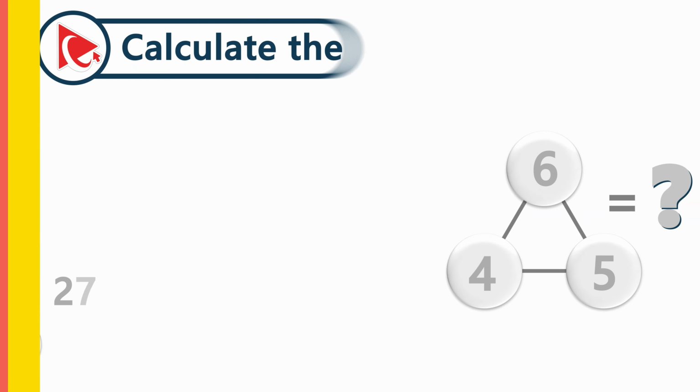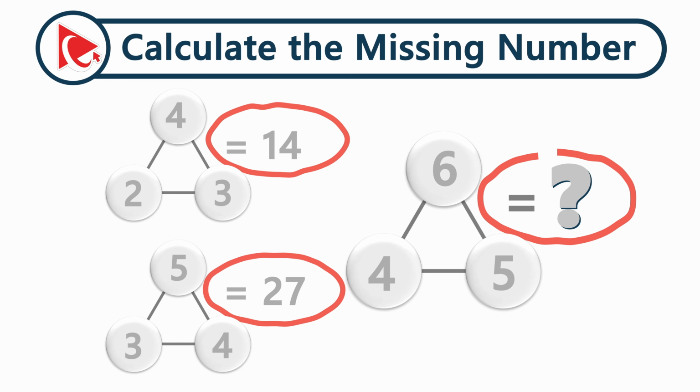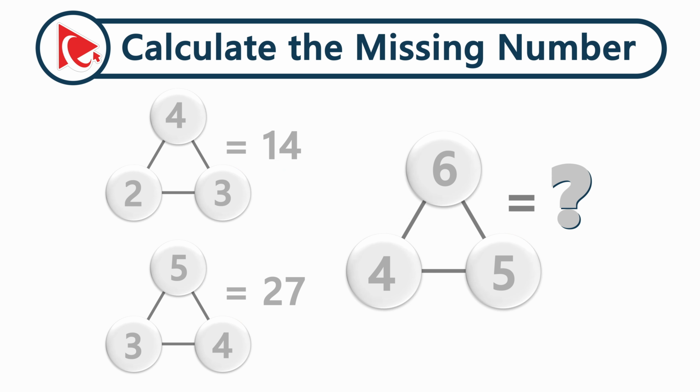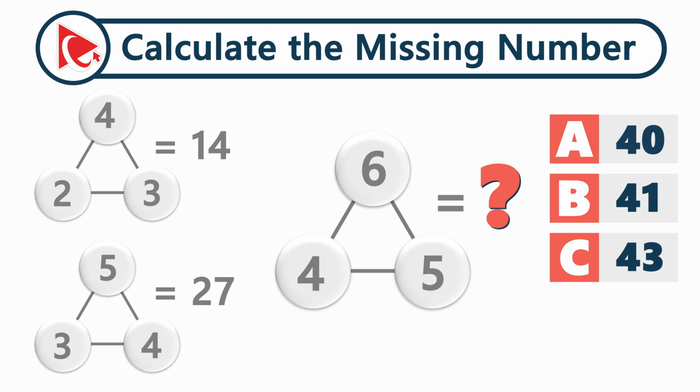You're presented with amazingly cool but unusual looking expressions. On the left side of the expression, there is a triangle. On the right side, there is a calculated number. The first shape has numbers 2, 3, and 4, and the result is equal to 14. The second shape has numbers 3, 4, and 5, and the result is equal to 27. And then the third shape has numbers 4, 5, and 6, and the result is something you need to calculate and select out of 4 possible choices. Choice A, 40, choice B, 41, choice C, 43, and last but not least, choice D, 44.